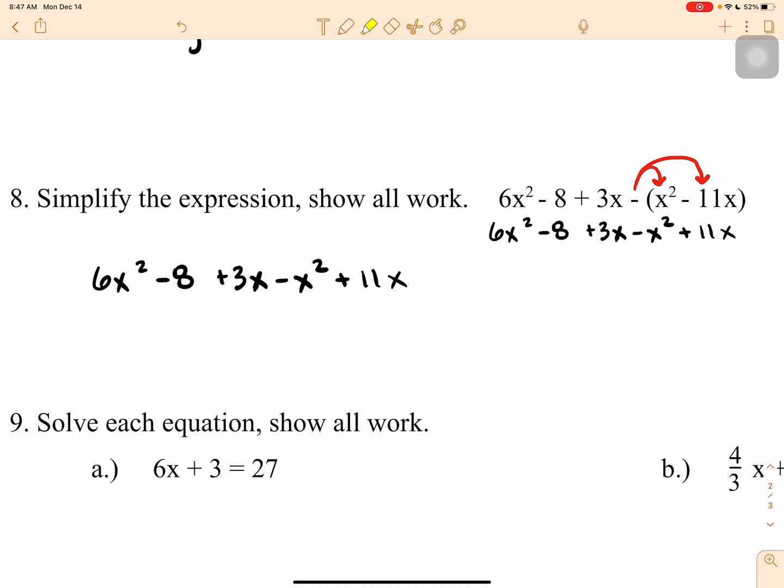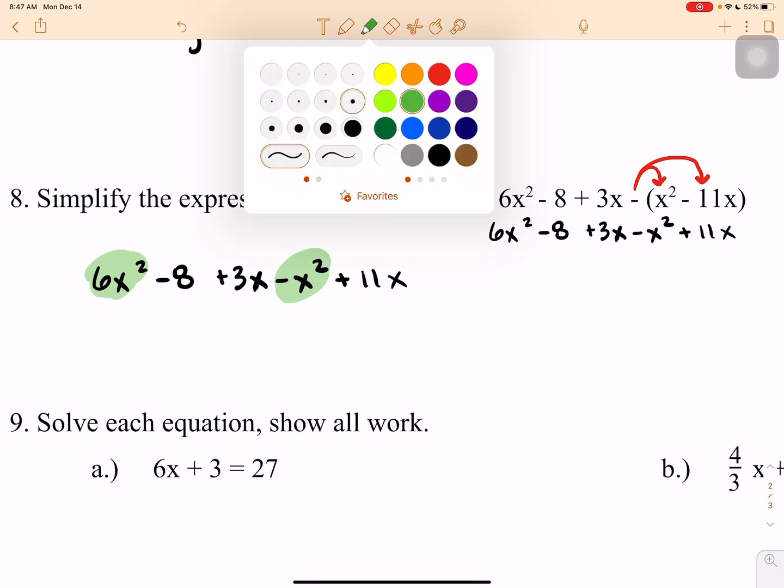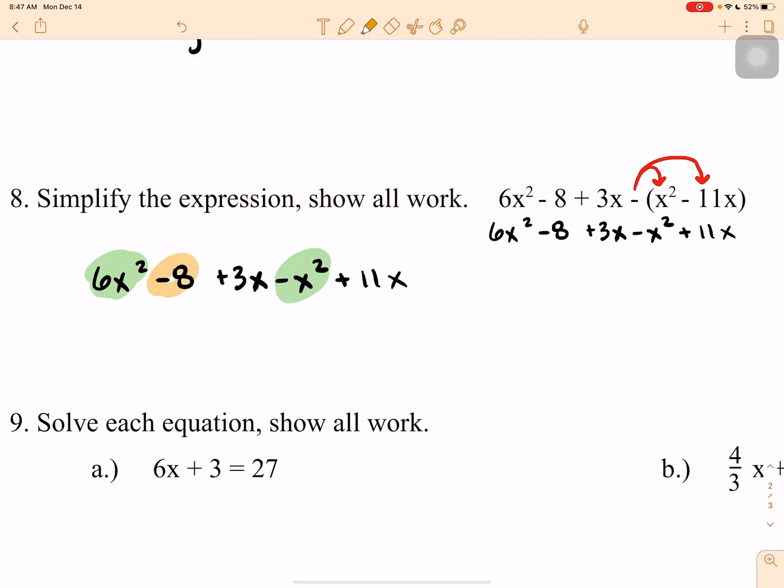Okay, so I just duplicated that over here. So I have 6x squared and negative x squared. Those two are like terms. And then I have a negative 8, but there are no other constants, so that one's just by itself. And then I have a positive 3x and a positive 11x. So those two are like terms.